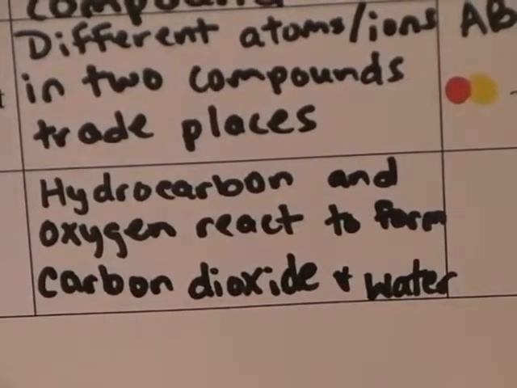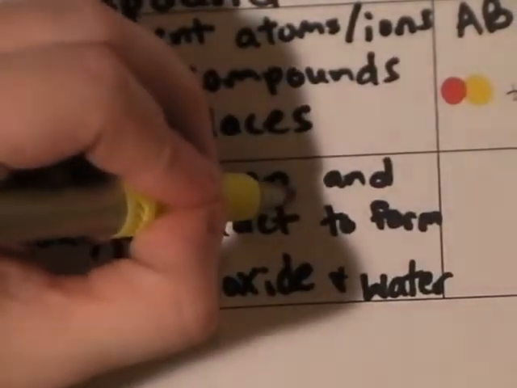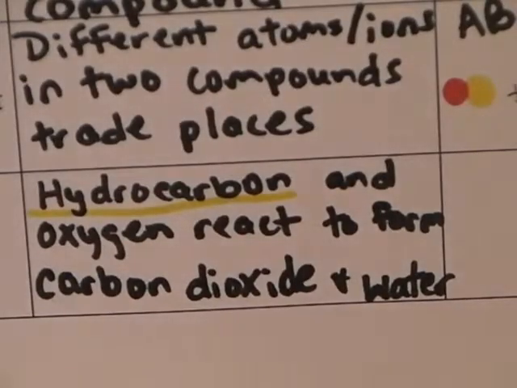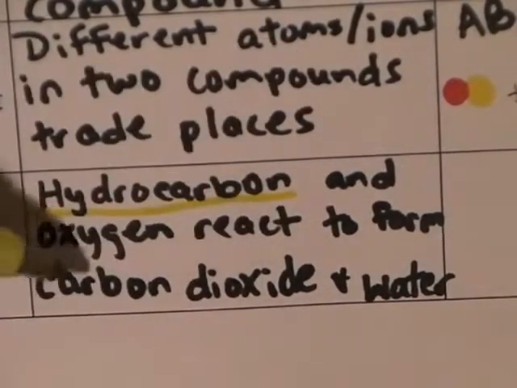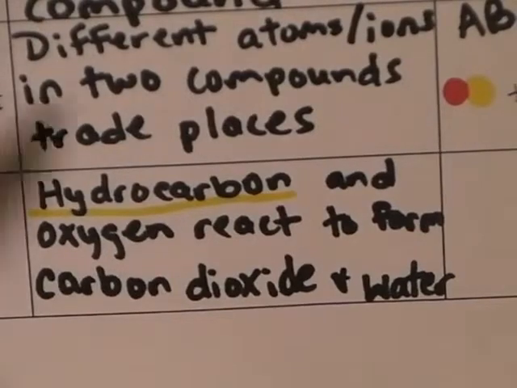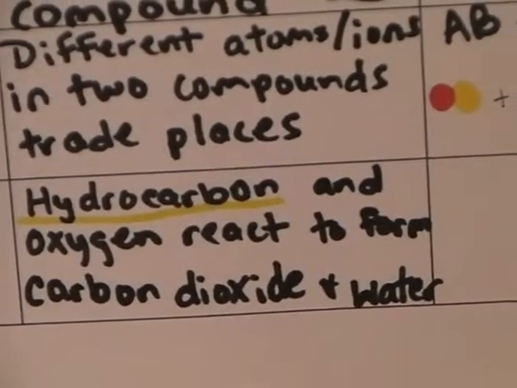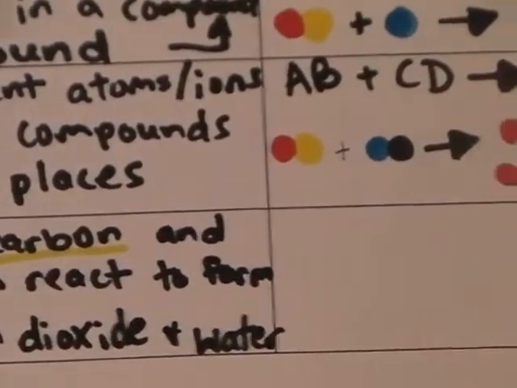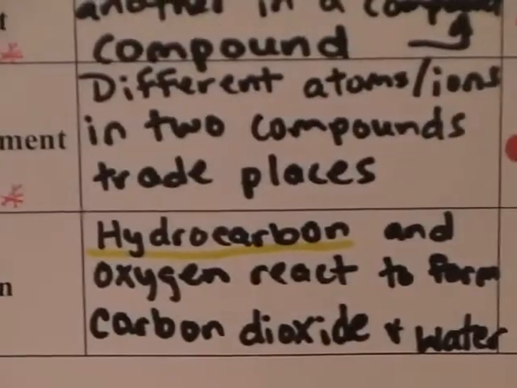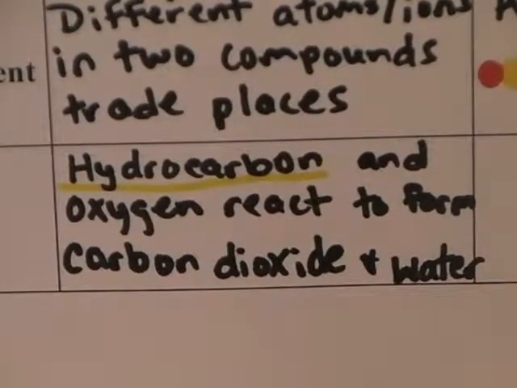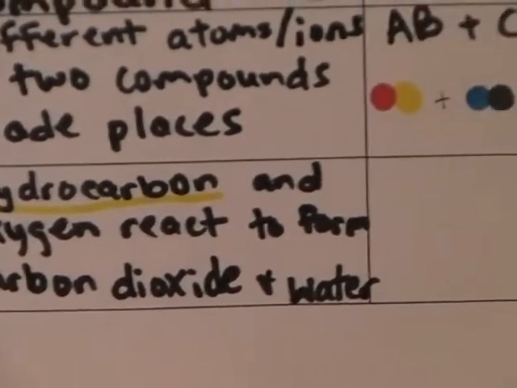Alright, the only thing that is possibly going to change, or the only variation that you'll end up seeing in this reaction, is the hydrocarbon. The hydrocarbon can be any combination of hydrogen and carbon, but oxygen's always the same, carbon dioxide is always the same, and water's always the same. Never any different. So these are pretty easy to recognize once you understand what you're looking at. All right, so again, hydrocarbon and oxygen reacts to form carbon dioxide and water.